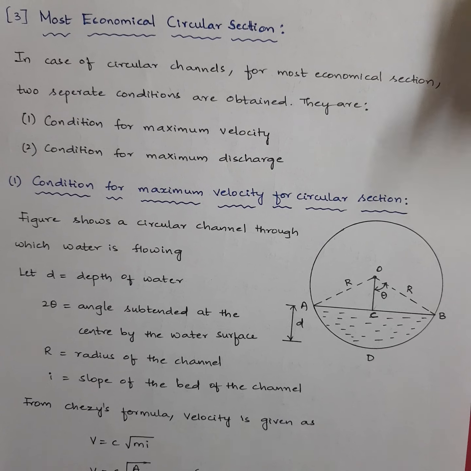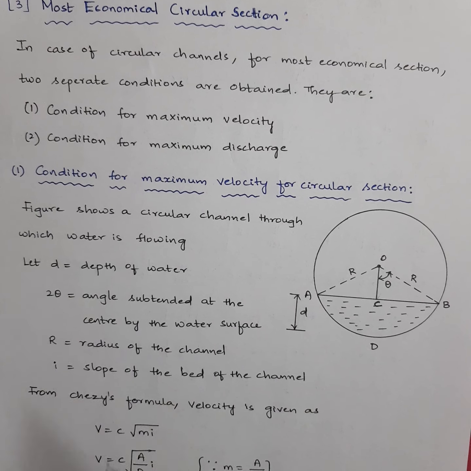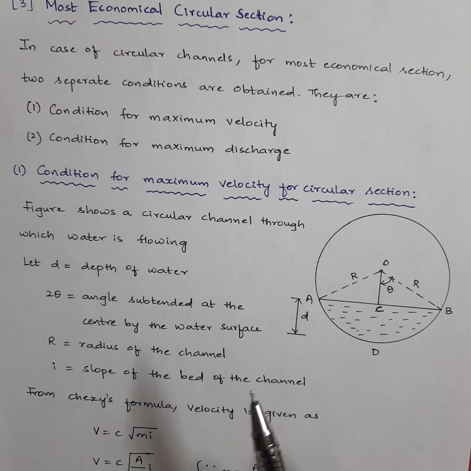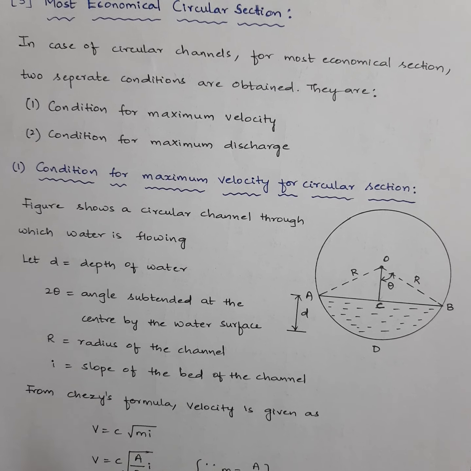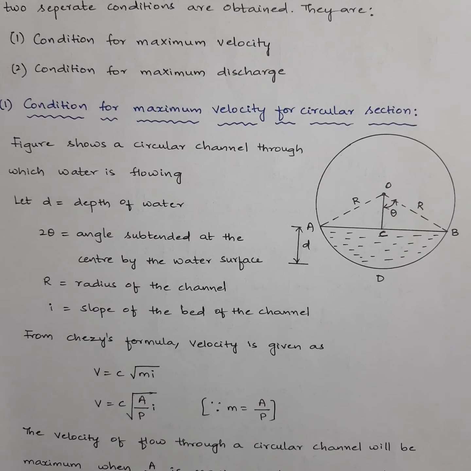So now consider this diagram. Again, d is depth of flow, 2 theta is total angle at the center, r is radius and I is the bed slope of the channel. Now since I am deriving for maximum velocity condition, I will take the formula of velocity. So velocity v is equal to c root mi. We know this formula, right?